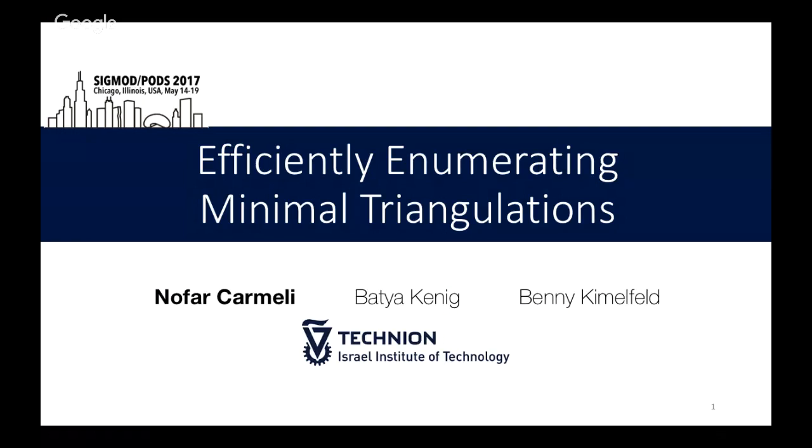So the work I'm presenting is about enumerating minimal triangulations, which is not exactly triangles, which is what we saw up until now. This is a joint work with Benny Kimmelfeld and Batya Kenny. So I will start by explaining the motivation, which is tree decompositions. So why do we need tree decompositions? Why do we want to enumerate them? And why does it mean that we want to enumerate the minimal triangulations?